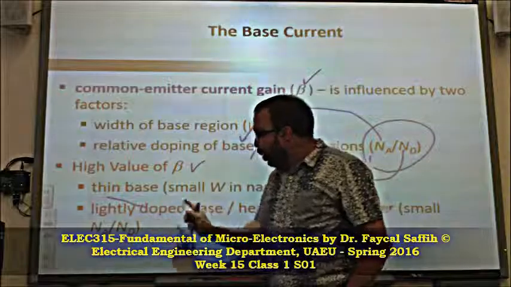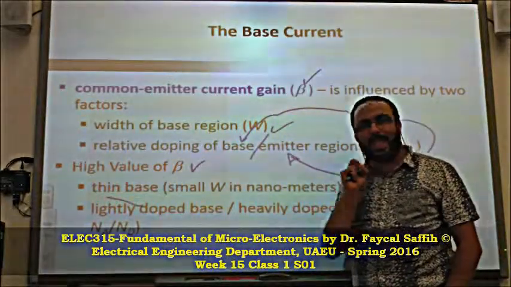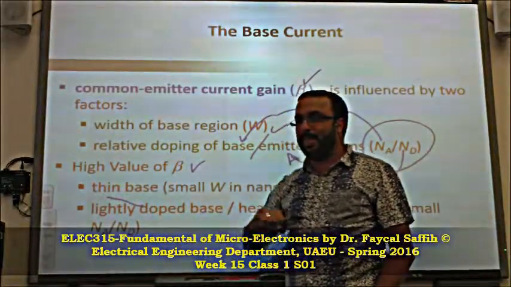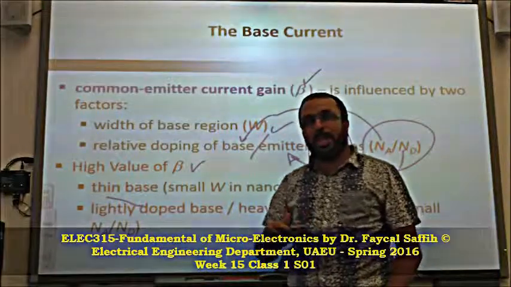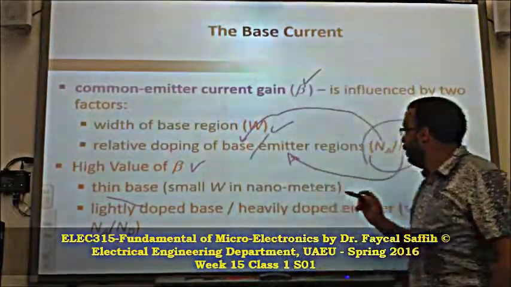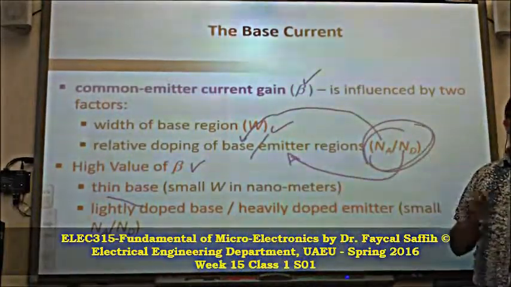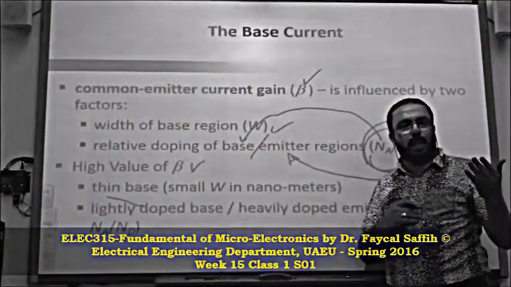And of course, in a lightly doped base, we need to make it as low as possible. And of course, the emitter has to be as high as possible. So we make this ratio as high as possible. Got it? Clear?